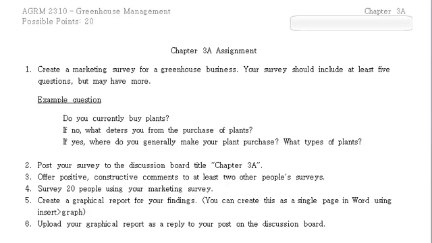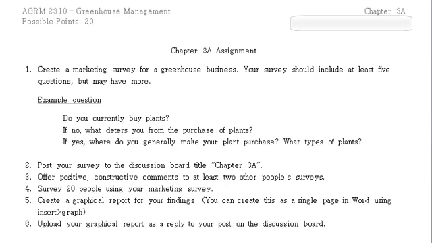I do want to remind you that we are only looking at the first 11 pages of chapter 3A this week, so you're not looking at the whole chapter, just those first 11 pages. But I want to spend the time in this presentation talking about the assignment.